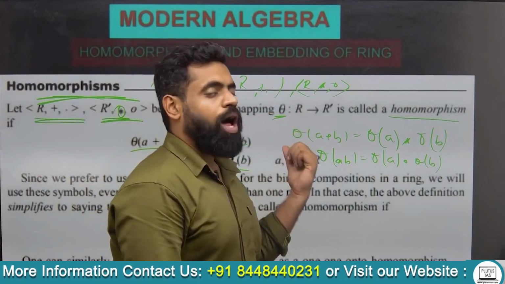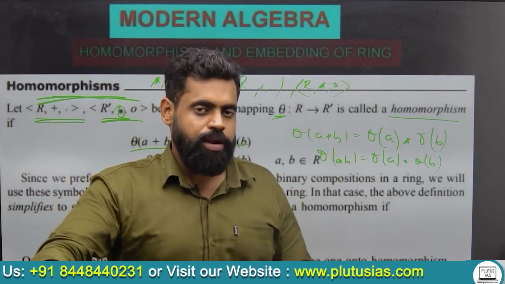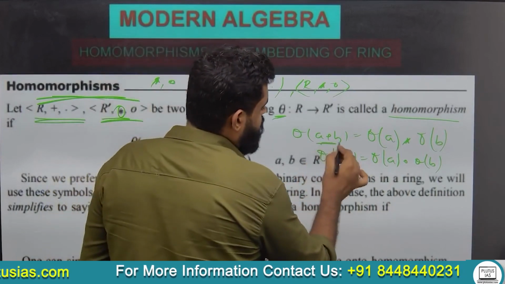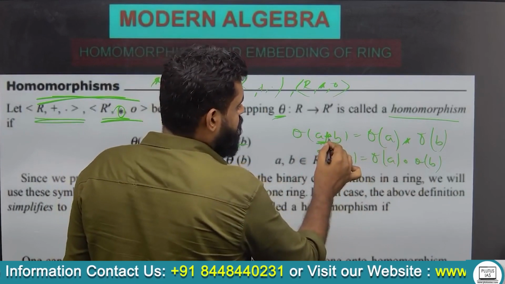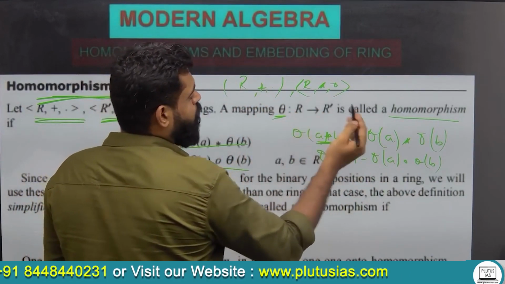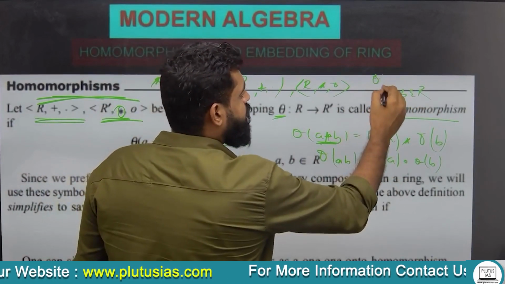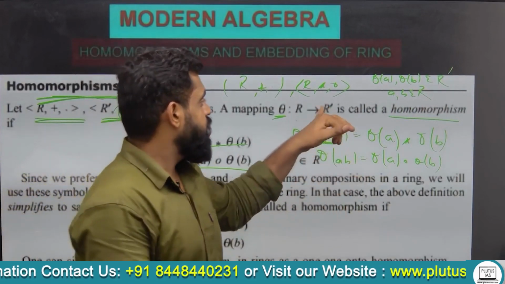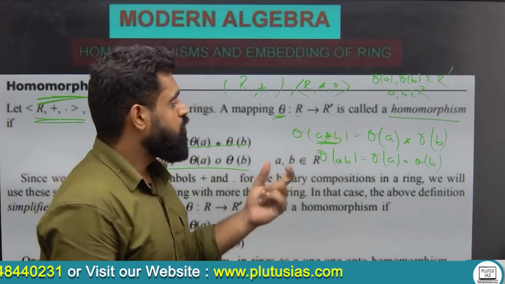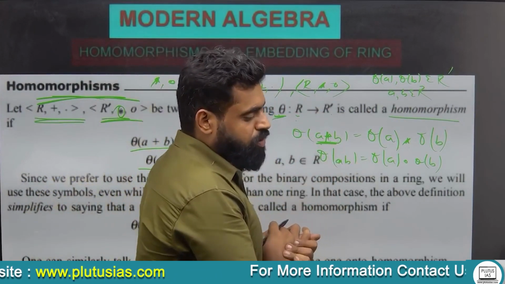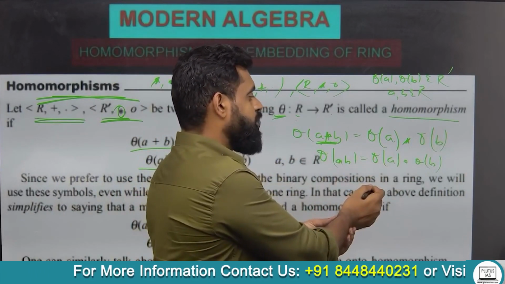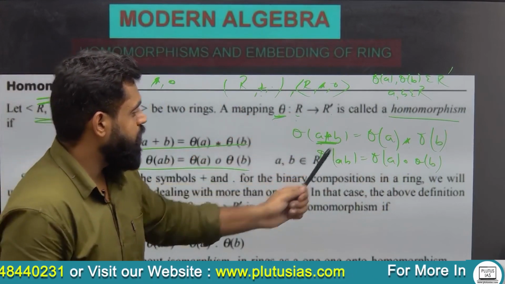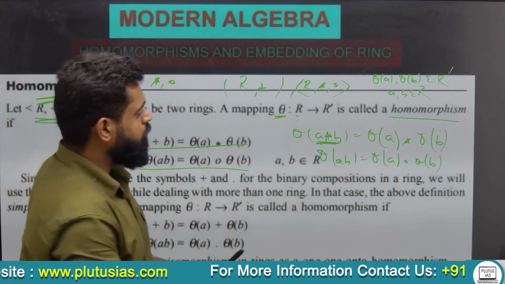Here, this is a mapping from R to R dash, a function where the domain is R and the codomain, or range, whatever you say, is R dash. Note this plus in A plus B: this plus will be for the first ring, since A comma B belong to R. And theta A comma theta B will belong to R dash, since it is a mapping from R to R dash. So theta(A plus B) is equal to theta(A) operation theta(B), and theta(AB) is theta(A) operation theta(B). See the difference of operation. Here the operation is from the first ring, that is plus, and here it is the dot. And in the second ring we have the star and this other operation.